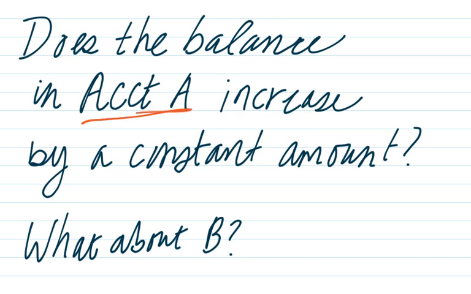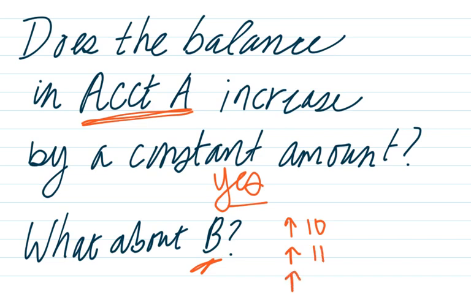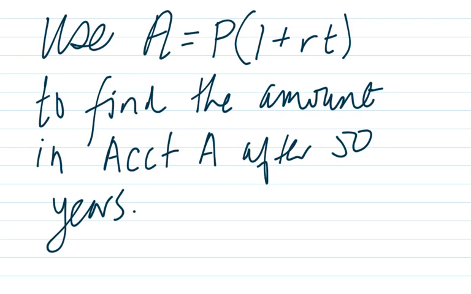So the balance in account A does increase by a constant amount. However, for account B, we saw an increase by 10, an increase by 11, an increase by $12.10. So we have increases to the balance in account B by a not constant amount. This amount is actually increasing. So we're going to use that formula we looked at for simple interest earlier to figure out the amount in account A after 50 years.